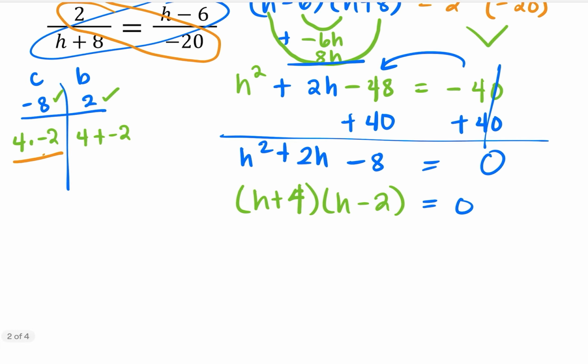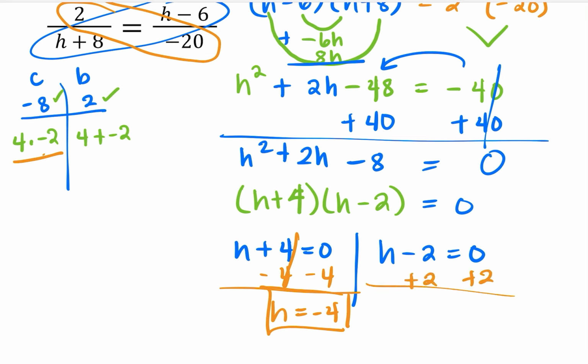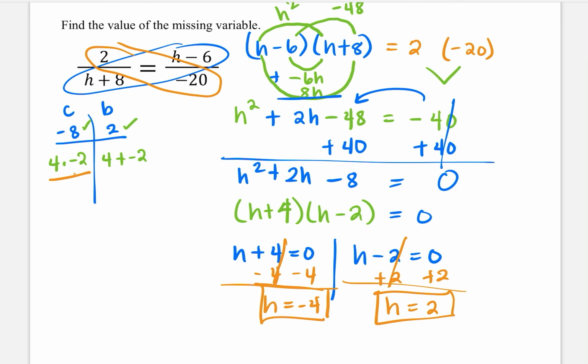We're going to then isolate the variable. So h plus 4 is equal to 0 and h minus 2 is equal to 0. Inverse operation, so subtract 4 on both sides, so h is equal to negative 4. And then the inverse of negative 2 is positive 2. So adding 2 on both sides, that will give us h is equal to positive 2. So the values of the missing variable are negative 4 and 2.